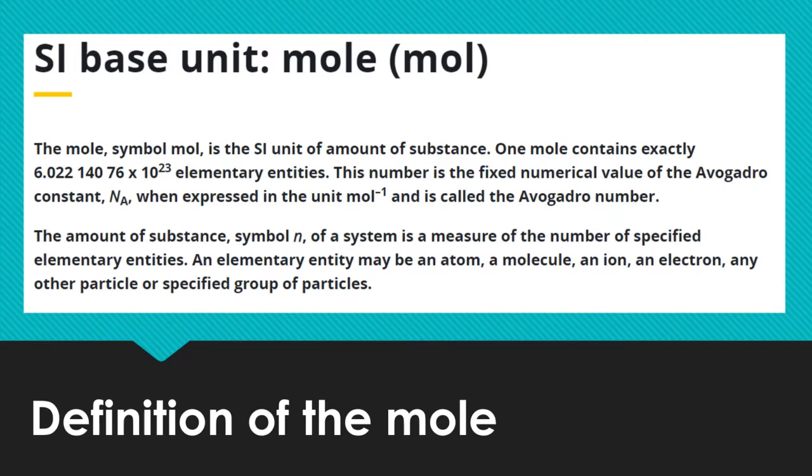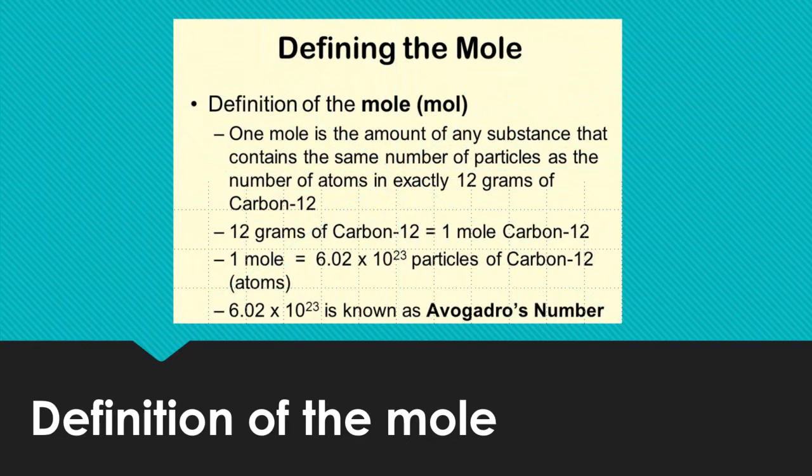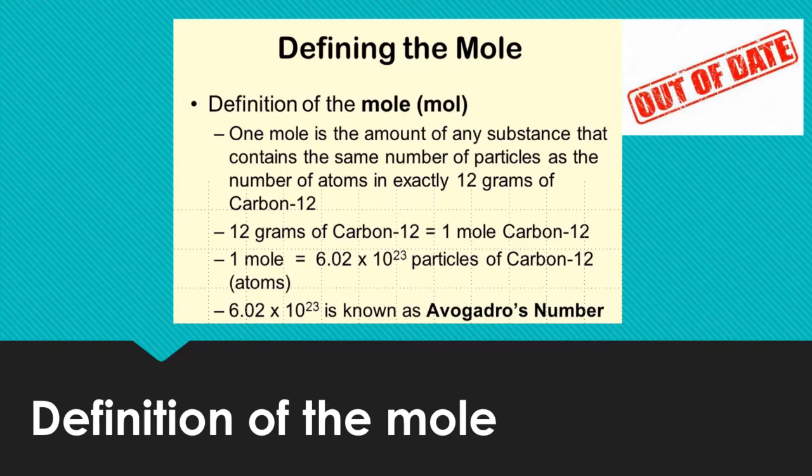So the amount of substance with symbol N of a system measures the number of specified elementary particles, and those can be anything. But then I also found in older textbooks that the definition of the mole is 1 mole is the amount of any substance that contains the same number of particles as the number of atoms in exactly 12 grams of carbon. So 12 grams of carbon is 1 mole of carbon, and in 1 mole of carbon there are 6.022 times 10 to the 23 carbon atoms. But that is an outdated definition.